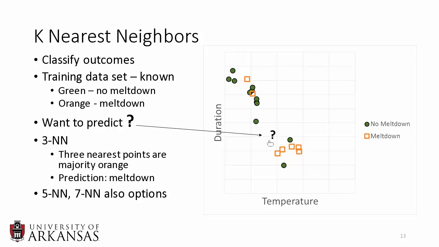If we had run a 5 nearest neighbors, what we would do is we would take the 5 nearest data points, which in this case are probably 1, 2, 3, 4, and maybe that guy 5. And in that case, the vote is now 3-2 in favor of green. So if you had run a 5 nearest neighbors algorithm on this, what you would say is, you know what, we think you're probably not going to melt down. We think you're probably going to be okay.